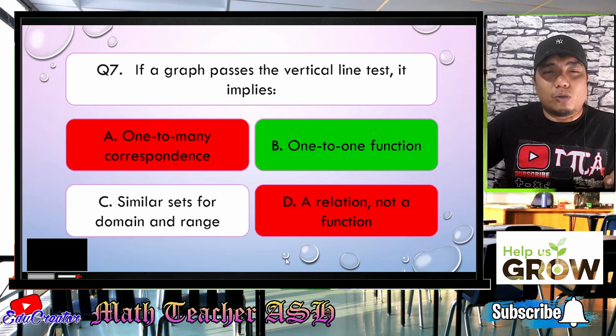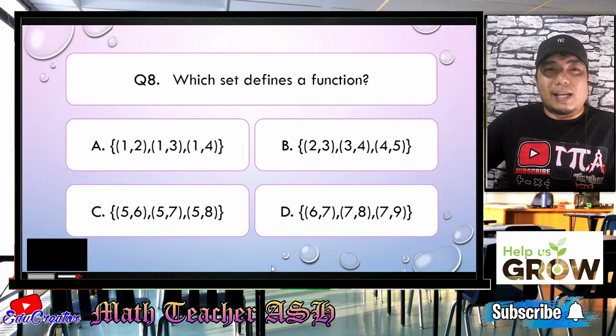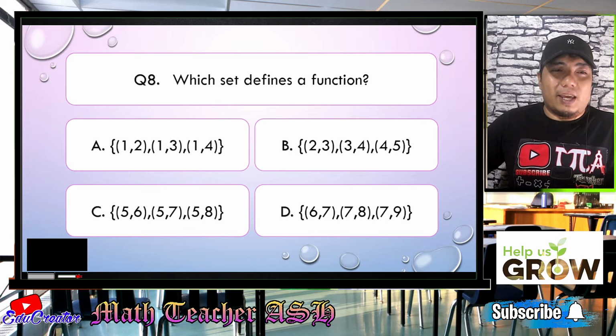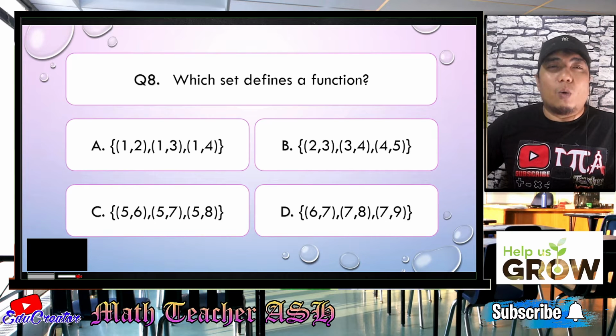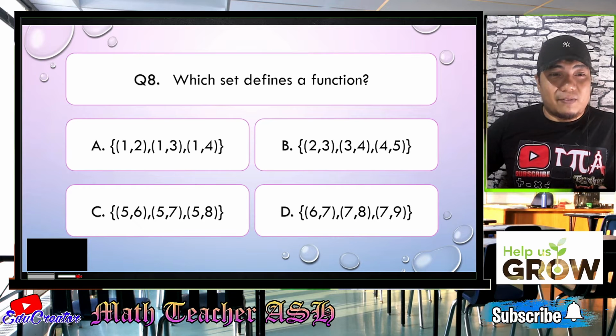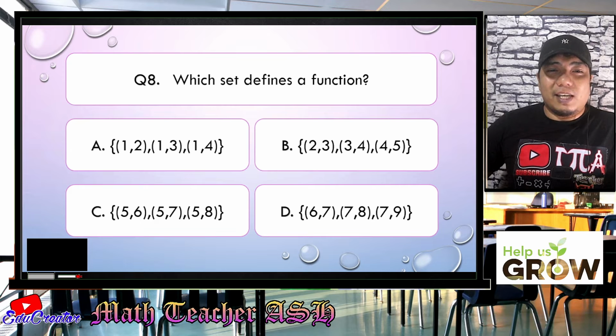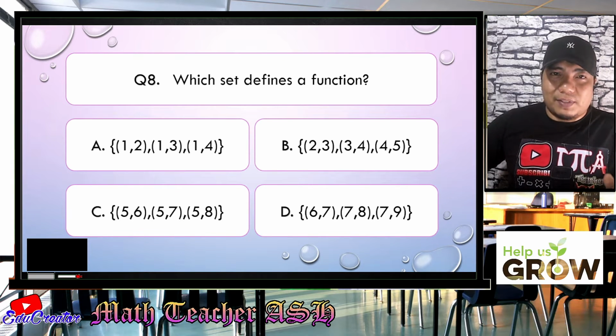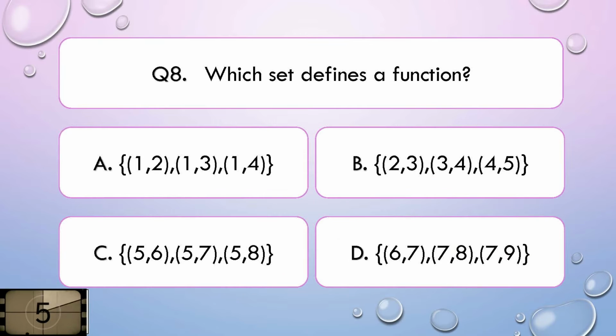Now let us go to question number 8. Which set defines a function? Is it A, (1,2), (1,3), (1,4), B, (2,3), (3,4), (4,5), C, (5,6), (5,7), (5,8), or letter D, (6,7), (7,8), (7,9). I'll give you 5 seconds to think about your answer.